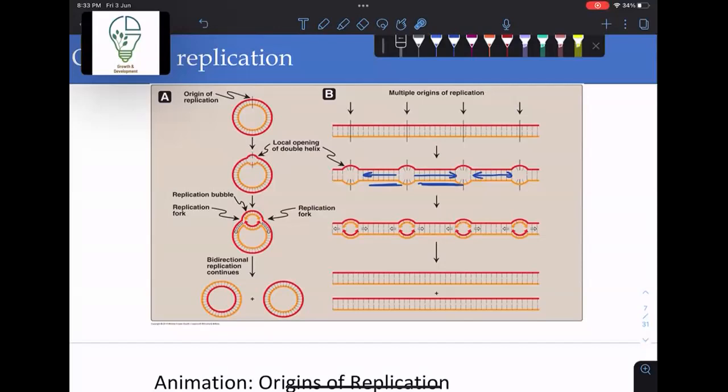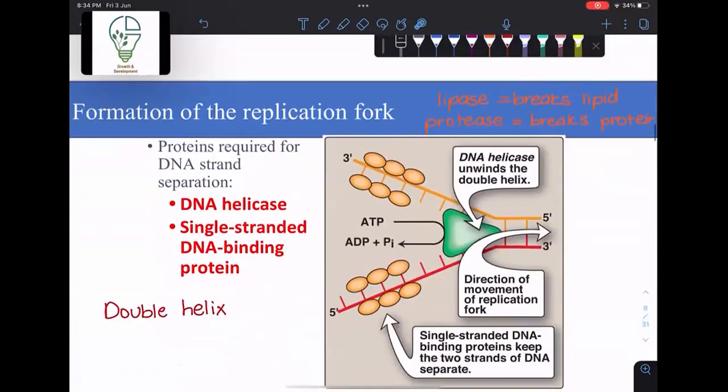Think of it like two wires that are untangling, okay? So they begin to untangle, and then the DNA molecule is now opened in two directions, okay? How is that done? By this special enzyme called the DNA helicase. It breaks the double helical structure of the DNA.